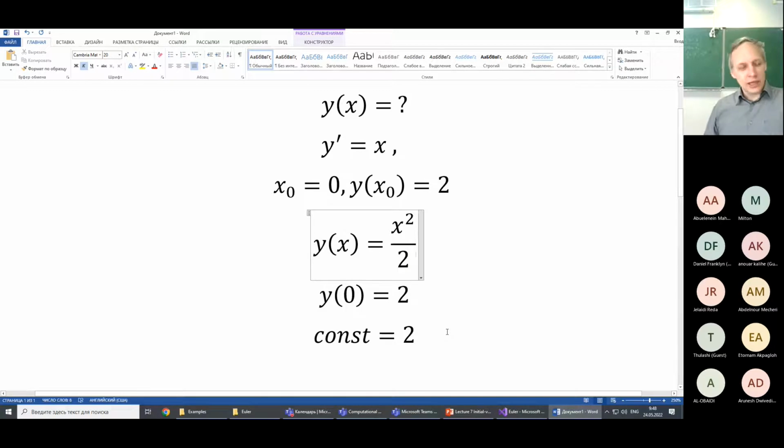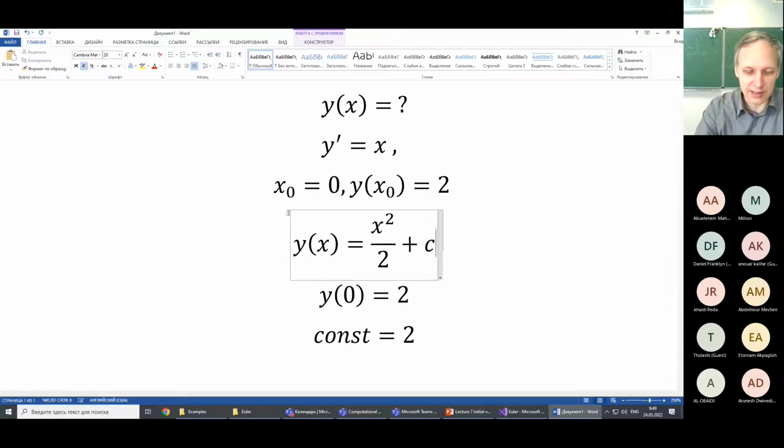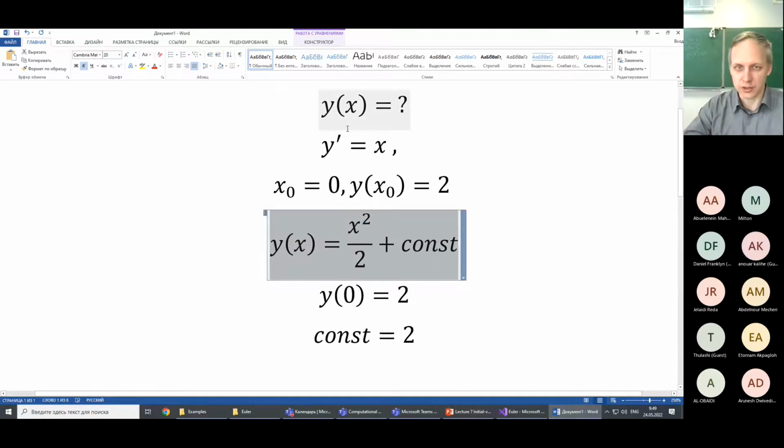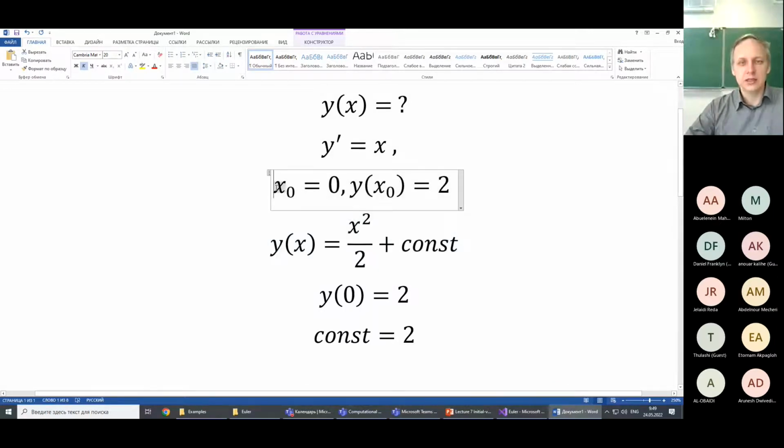Well, but as in the previous case, this answer is just a partial case. The general solution will be x squared over 2 plus some constant, because the constant may be any constant. So in general, we have a lot of solutions to this problem. And to fix one of the solutions, I should specify an initial condition.